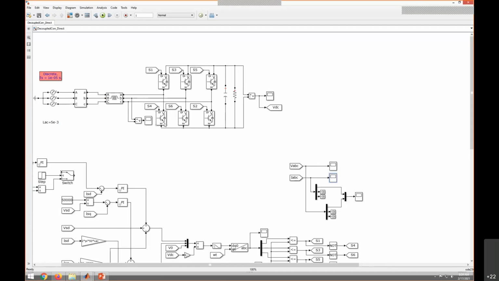Okay. Clear? Yes, sir. So that's why we usually pre-charge this one.